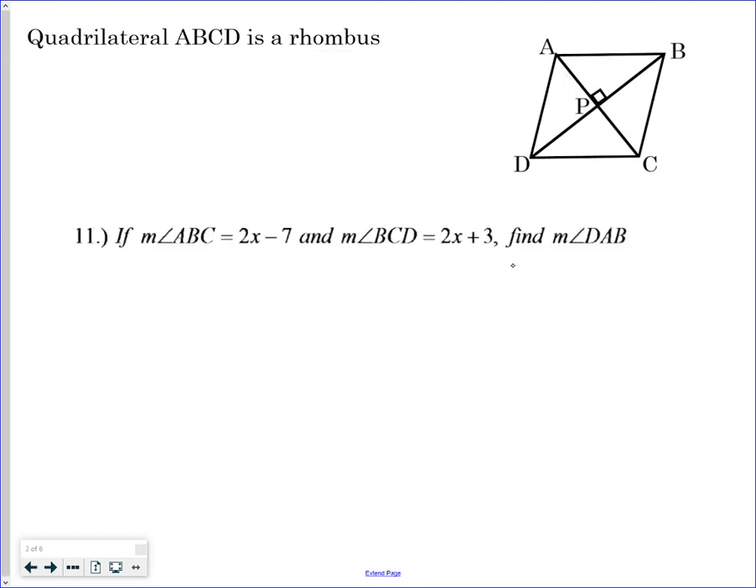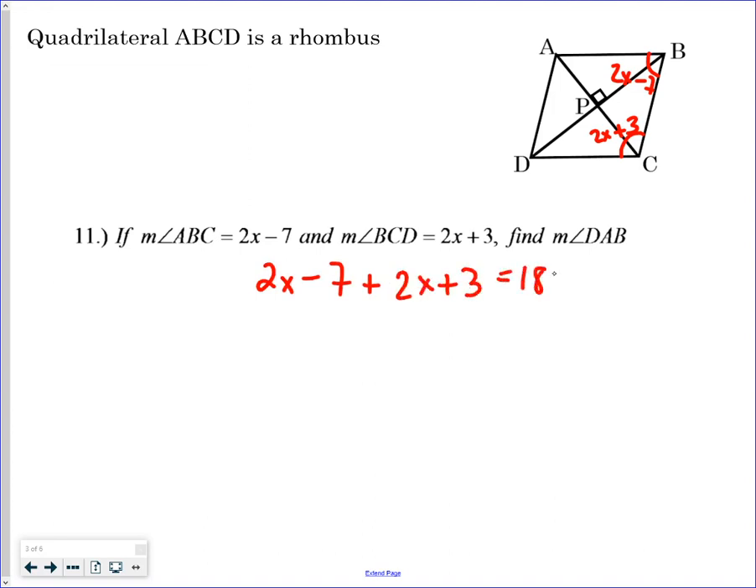All right, same picture. Angle ABC is 2x minus 7, and BCD is 2x plus 3. I know they said rhombus, but what is a rhombus also? A parallelogram. What do we know about these consecutive angles in a parallelogram? They add up to 180, right? Opposite angles in a parallelogram are congruent. Consecutive angles in a parallelogram are supplementary. They add up to 180.